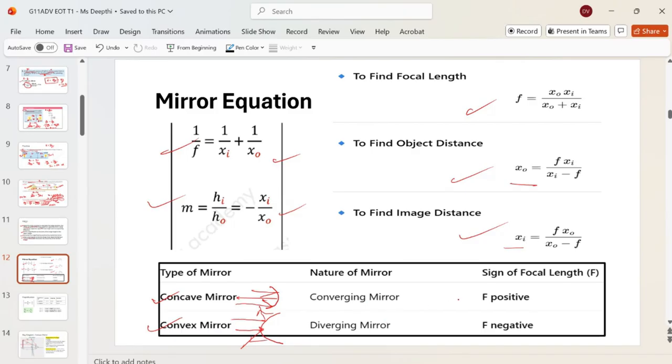Now, for the converging mirror, when you solve problems, the focal length should be taken as positive. And for the diverging mirror, which is a convex mirror, the F should be taken as negative. Okay, if it's not given in the question, make sure that if it's a convex mirror, you put the F value as negative.